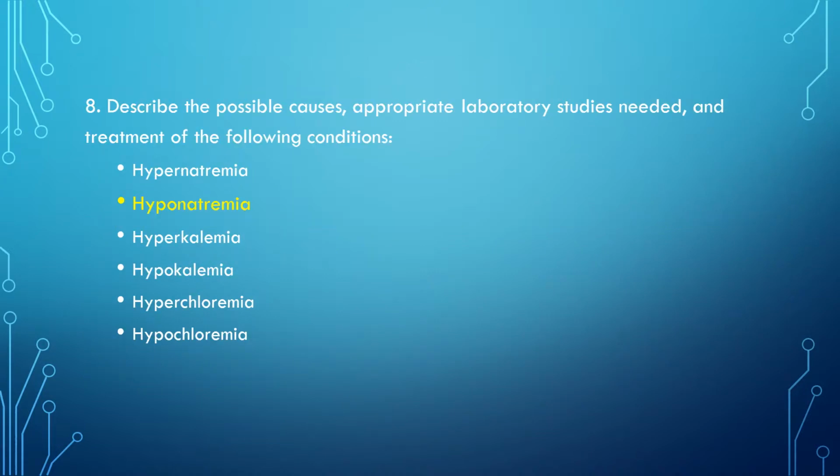Objective number 8 is to describe the possible causes, appropriate laboratory studies needed, and treatment of the following conditions: hyper and hyponatremia, hyper and hypokalemia, hyperchloremia, and hypochloremia.